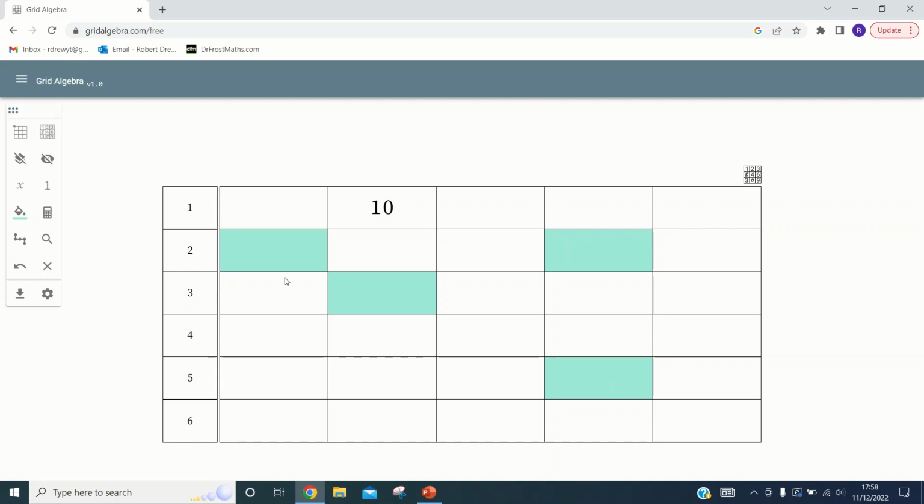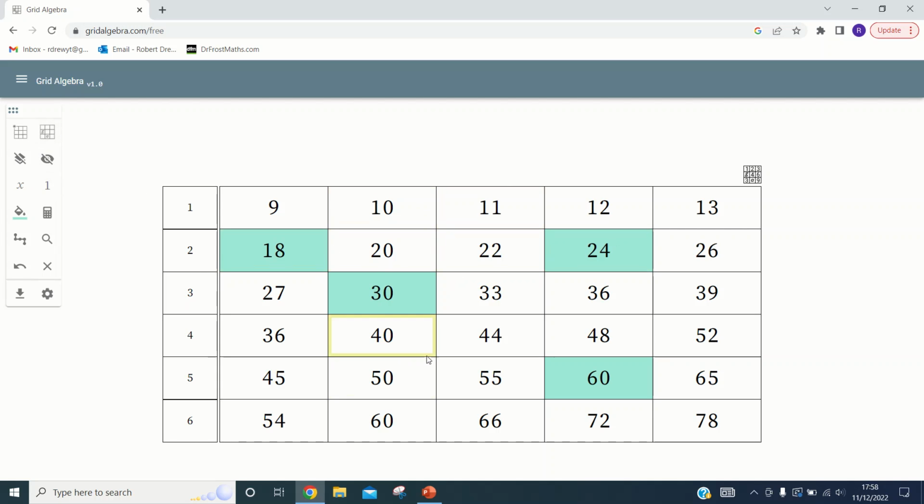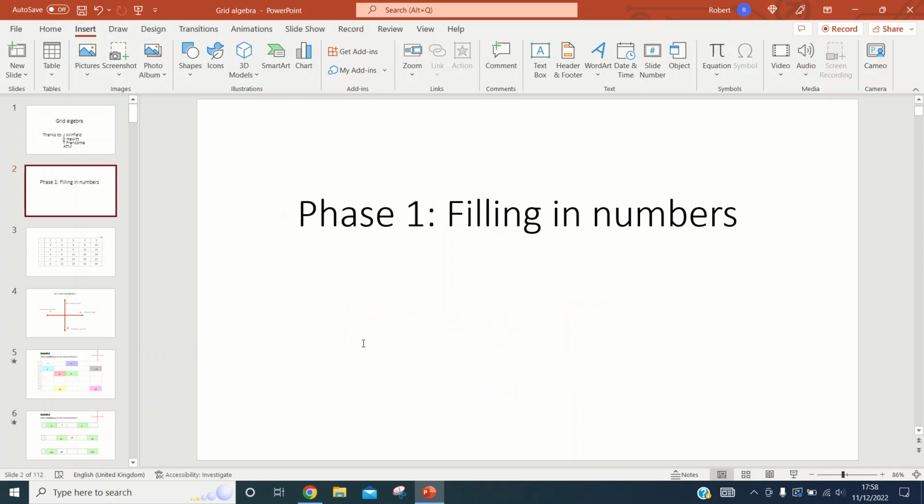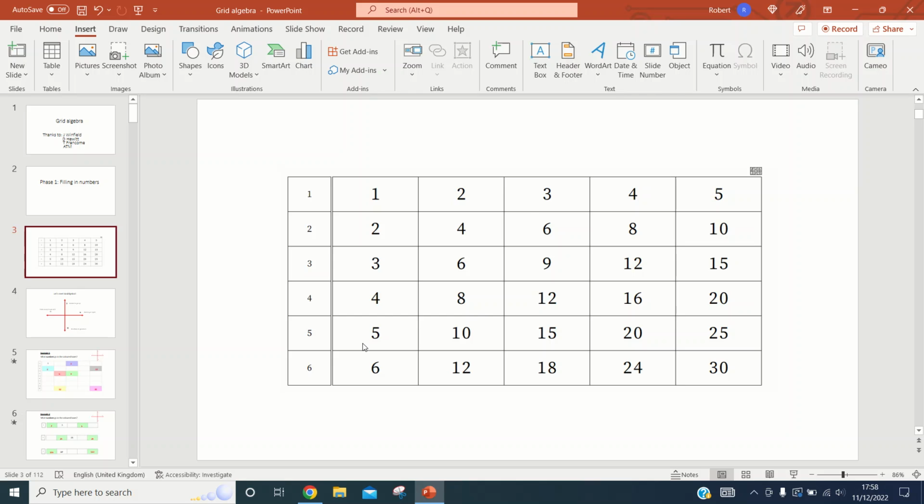You can do lots of mini whiteboards here, or lots of cold calling if you prefer doing that. And you can just do lots of this out loud. And you can just practice getting all these numbers in here. And you can mark it, of course, by putting all the numbers in by clicking this button, and you find all the numbers and so on. And you can just do lots and lots of that. And so that's kind of phase one, is just using grid algebra to fill in the numbers.